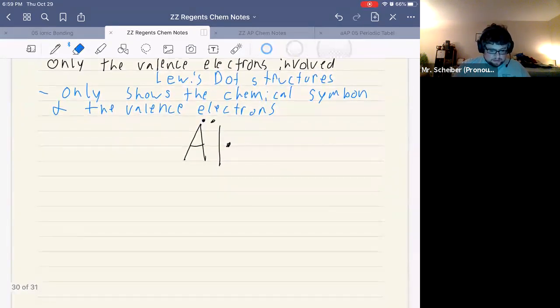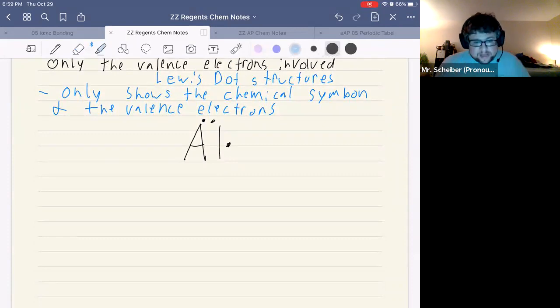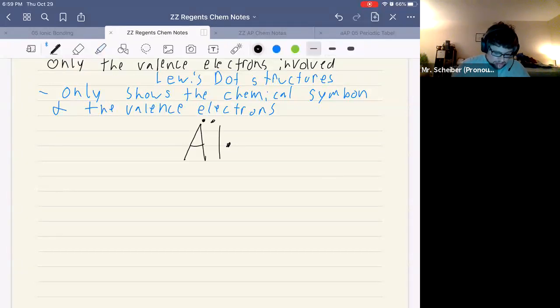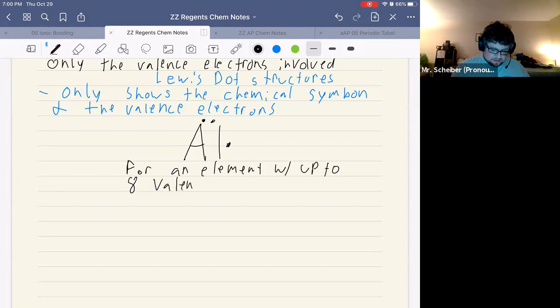For elements that have 8 valence electrons, there's a very special way of drawing the Lewis dot structure. Now, you don't have to draw it this way. I'm going to always draw it this way, but you don't have to. So, for an element with up to 8 valence electrons, and really we're not going to worry past 8, so don't worry about it, there's a very special way.